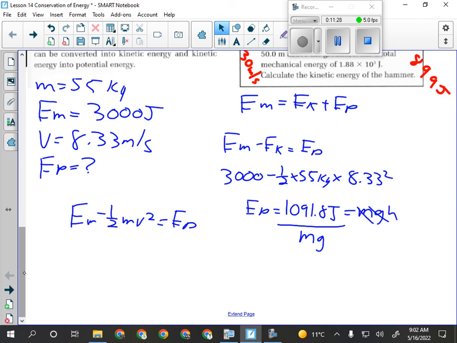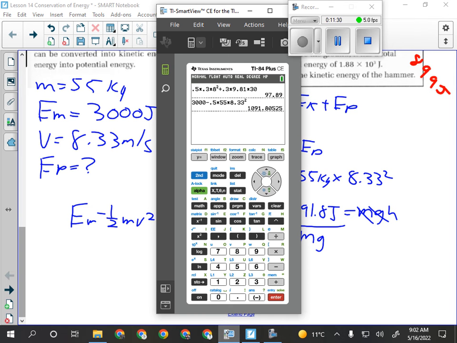So if I take that 1,091 and divide it by 55 times 9.81, we'd be looking at 2.02 meters, which is 6.5 feet roughly.